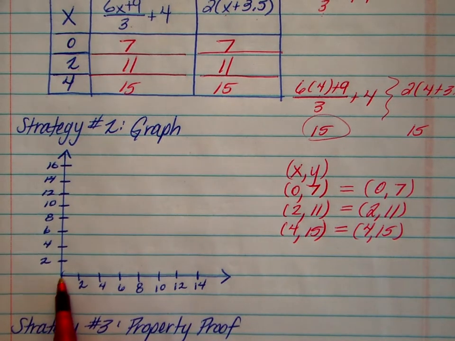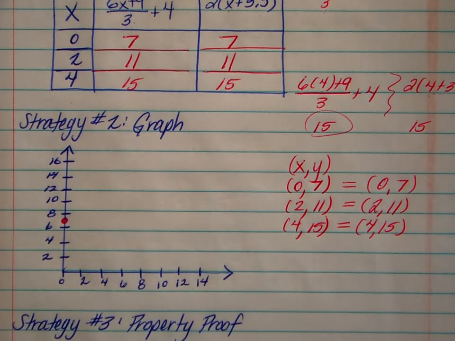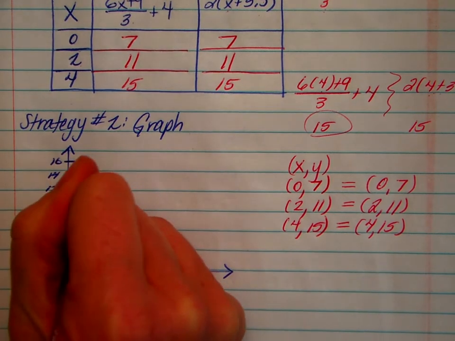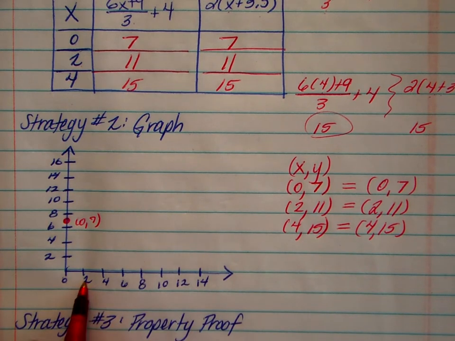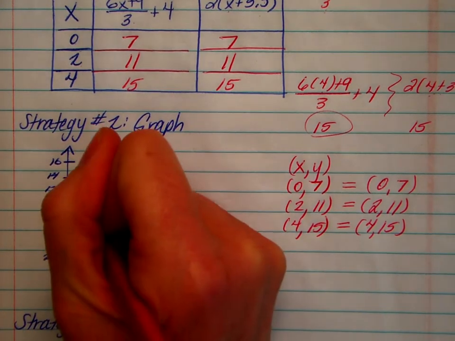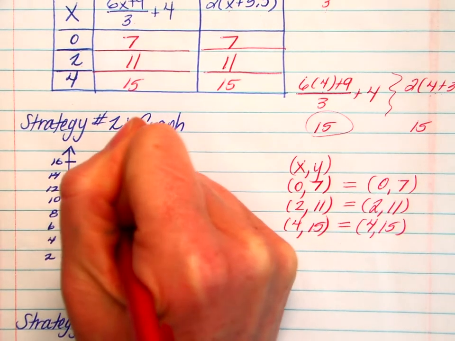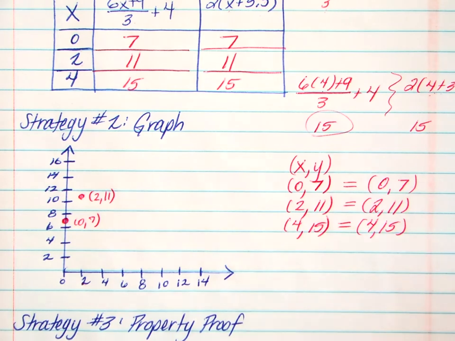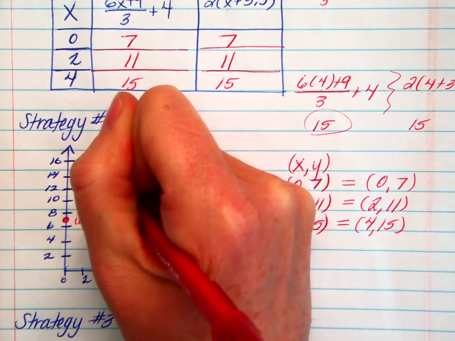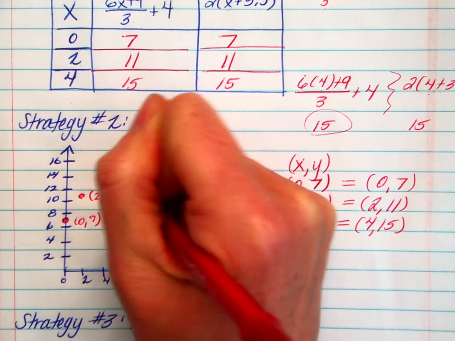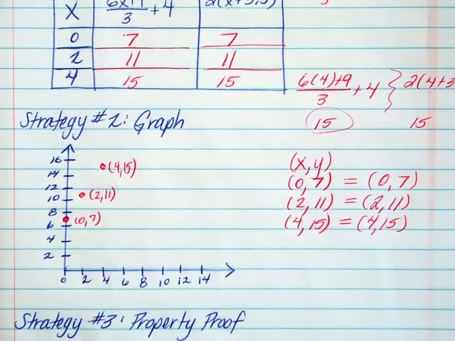So if x is 0 and y is 7, the first dot is approximately here. That's about 0, 7. The next one is x is 2 and y is 11, which is right about here. So you go over 2 and up 11. The next one is 4 and 15. You go over 4 and up 15. You can see, even though I'm just sketching it, it's making a pretty decent line.